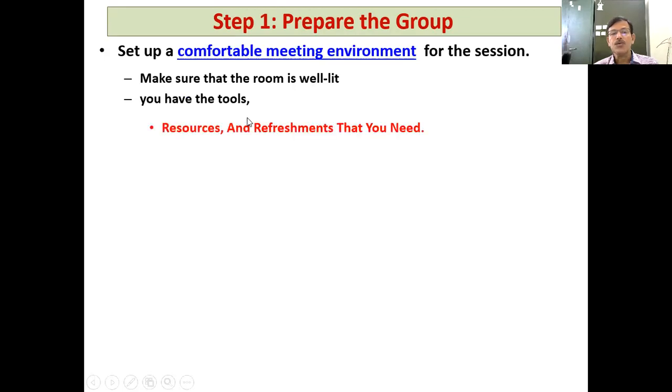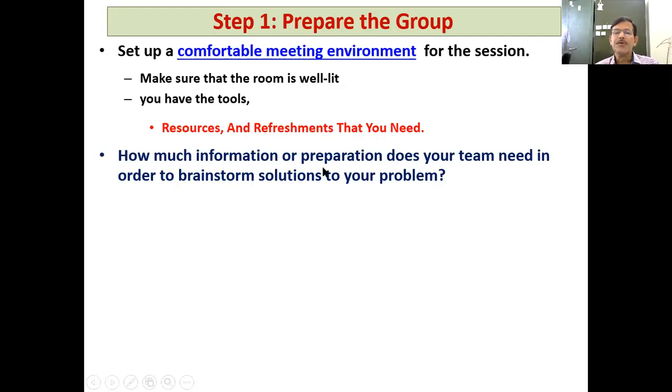And you have to see what tools you need, like resources, and sometimes refreshments, tea, coffee, etc. All this you have to take care of in the planning phase. And how much information or preparation does your team need in order to brainstorm solutions to your problem? A lot of preparation is needed about the brainstorming: how to solve the particular problem, what the main problem statement is. So you have to collect much information on that, and prepare well in advance as a team conducting the brainstorming session.